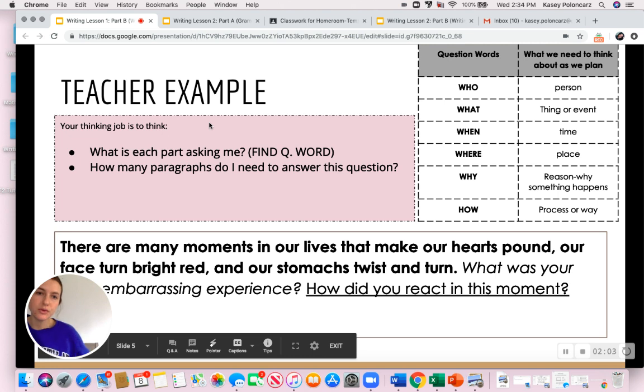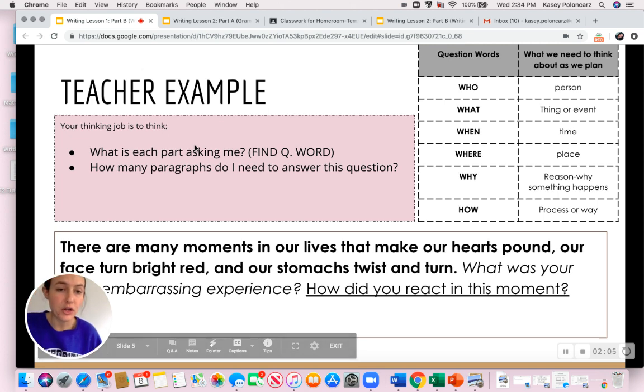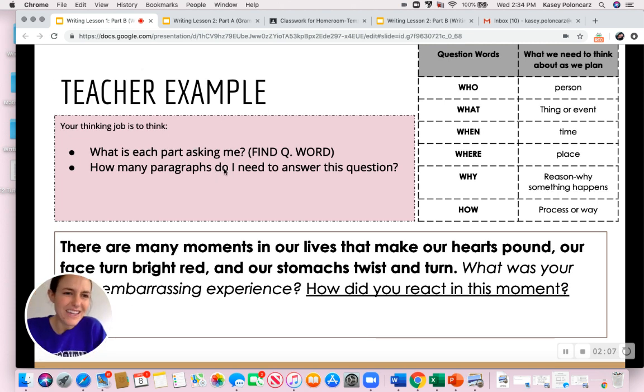Okay, so we're going to go through a teacher example. If you're looking at this and you're wondering, what is that? I have your thinking job posted. So remember, you're thinking about what is each part asking me and how many paragraphs do I need to answer the question. I also have another anchor chart here with your question words to help you figure out what you need as you're planning your answer.